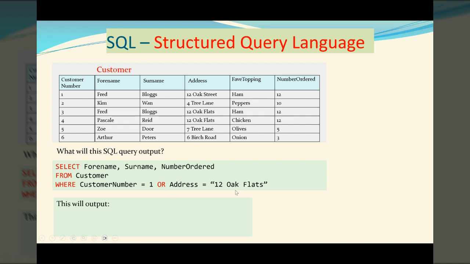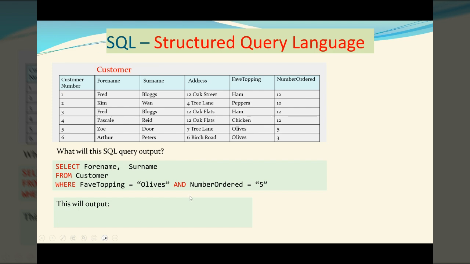Now our second criteria is the address 12 Oak Flats. So let's have a look down here, see if we can find 12 Oak Flats. So here's one. So we need forename, surname, and number ordered for this one. So that's Fred Bloggs and 12. And here's another 12 Oak Flats. So we've got forename, surname, Pascal Reed, and 12 again. So that's the information that's going to be output for this one.